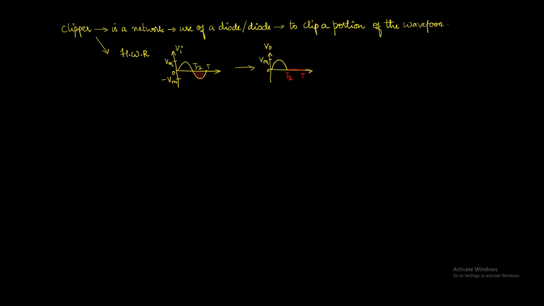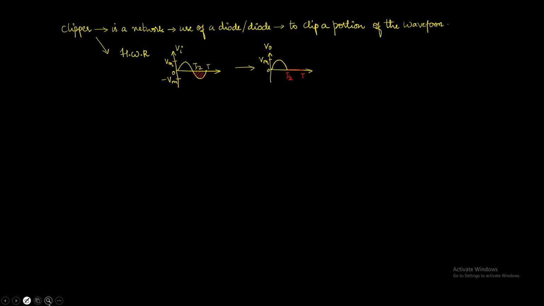So this is one of the simplest examples. In a clipper circuit we are basically clipping off a portion of the input waveform that we get. We are not going to distort anything else, just clipping off a portion of the input signal.